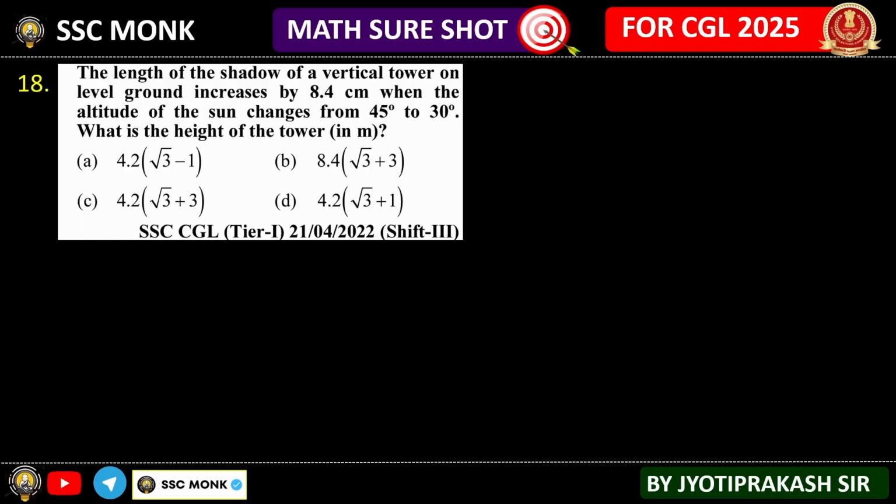Next, the length of the shadow of a vertical tower on level ground is increased by 8.4 centimeters when the altitude of the sun changes from 45 degrees to 30 degrees. What is the height of the tower? Now see, this is an interesting question. I will solve it. This was the tower, and the sun was here. When the sun was here, there was a particular shadow over here. When the sun's altitude changes, the shadow length will change.